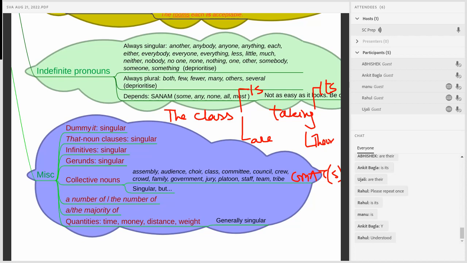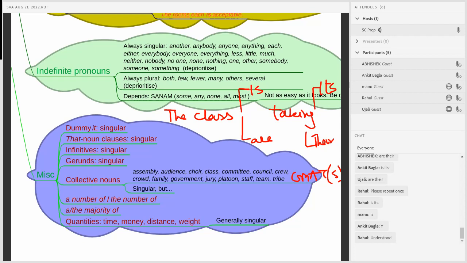Now let's come to the last three, a number of versus the number of. This one is easy to remember. A number of is an idiomatic way of saying some or many. The number is not defined, but the point is a number of is a way of saying some. When you say a number of people, you're not literally talking about a number, you're trying to say some. So you would say a number of people are. So some people are, right? So a number of plus plural noun will be plural.